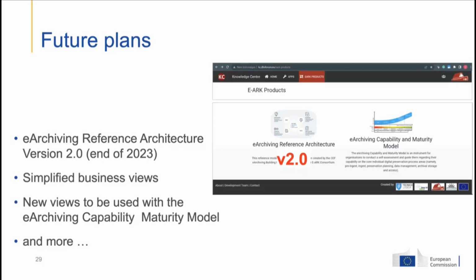So the presentation after this presentation, when we talk about the alignment of the reference architecture with the archiving by design approach.